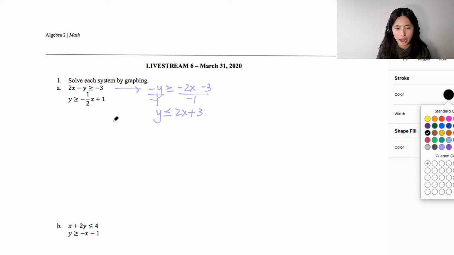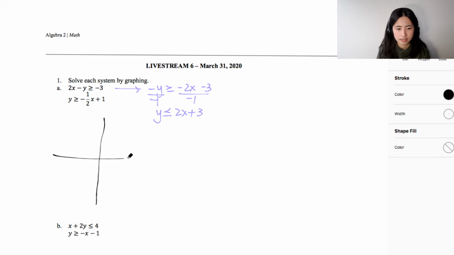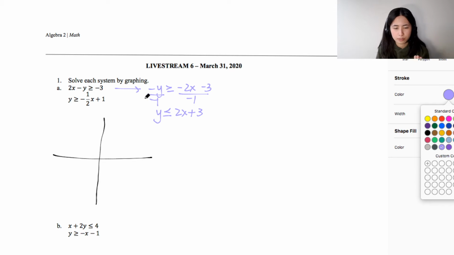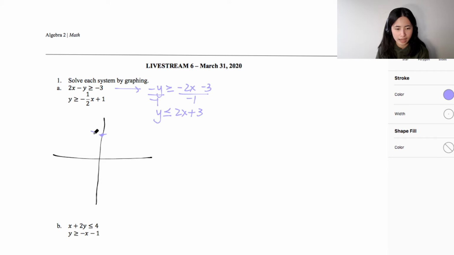Okay, so for your x and y axis, that would be in this black pen. And the purple pen would be the first equation, so this is 2x plus 3. So how do you graph this again? You see that your y-intercept is 3, so you're going to plot that point. So this is 0, comma 3, and then you see that your slope is actually positive 2. Therefore, your line has to pass through your first quadrant and your third quadrant.